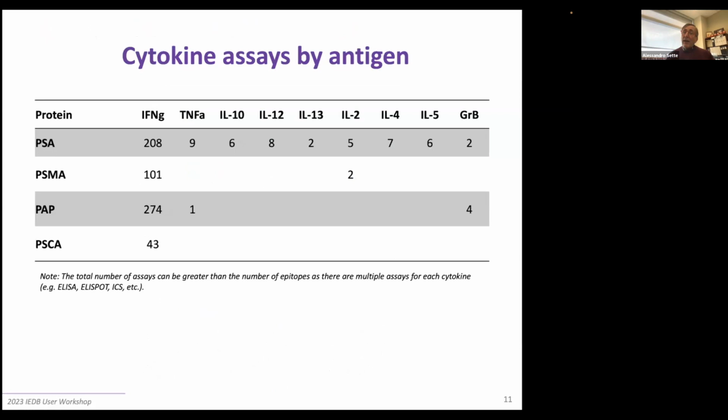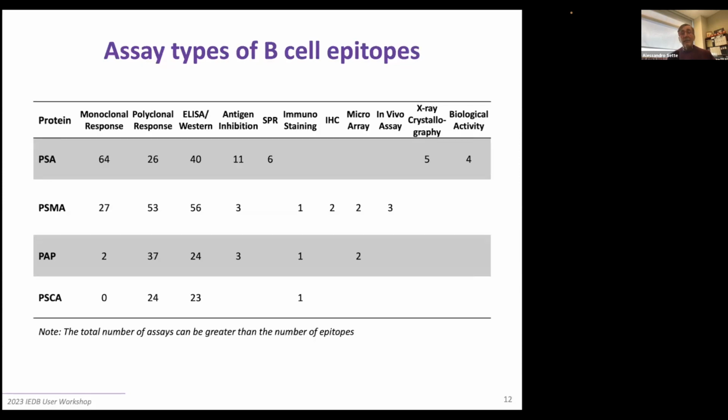What about the type of assays in cytokines? And this is really striking. If you look at the cytokines that have been measured, it's basically very much all interferon gamma. And the other cytokines have not been studied very well. And really, this is another knowledge gap, because it is known that polyfunctional T-cell responses are important in providing protection and in providing anti-cancer activity.